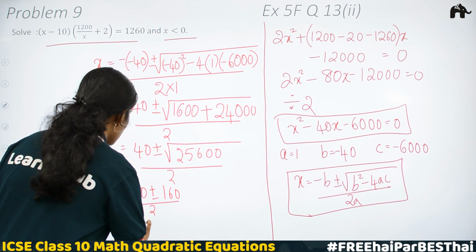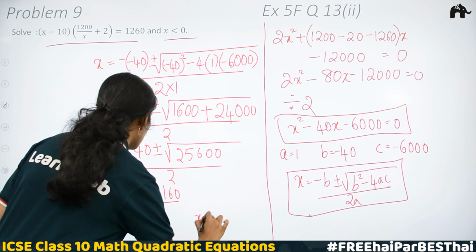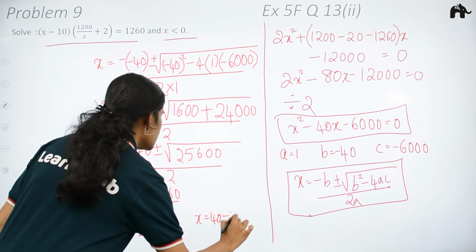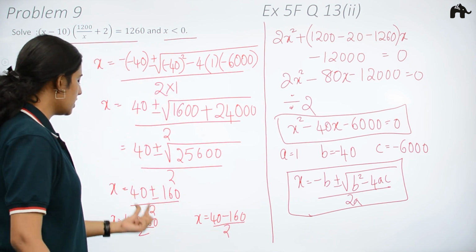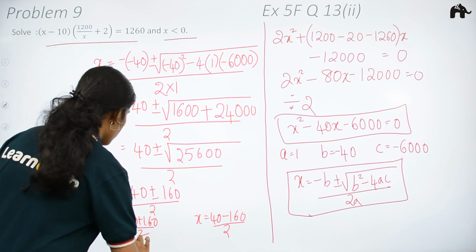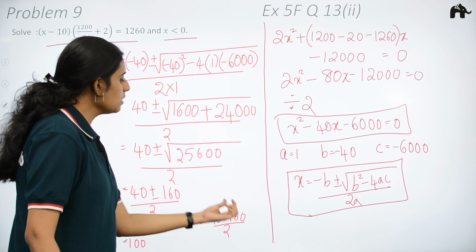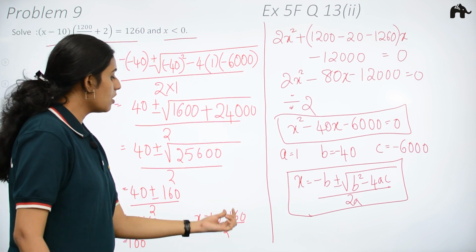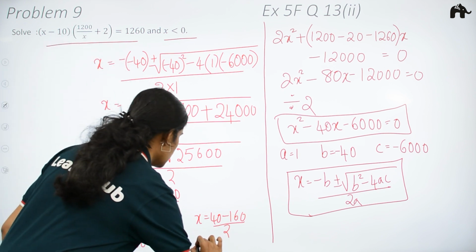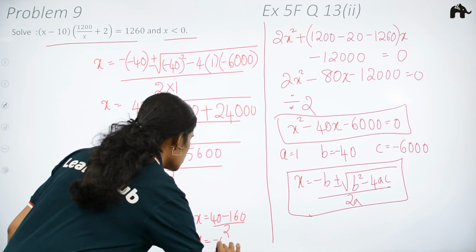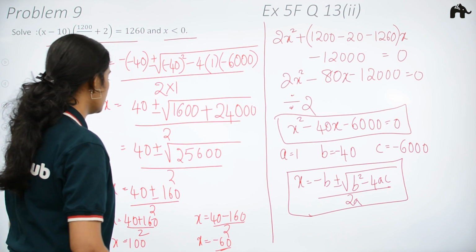X is equal to 40 plus 160 by 2, and x is equal to 40 minus 160 divided by 2. 40 plus 160 is 200. 200 by 2 is 100. One value of x is 100. And the second, 40 minus 160 is minus 120. Minus 120 divided by 2 is minus 60. The other possible value of x is minus 60. So, the two values are x is equal to 100 and x is equal to minus 60.